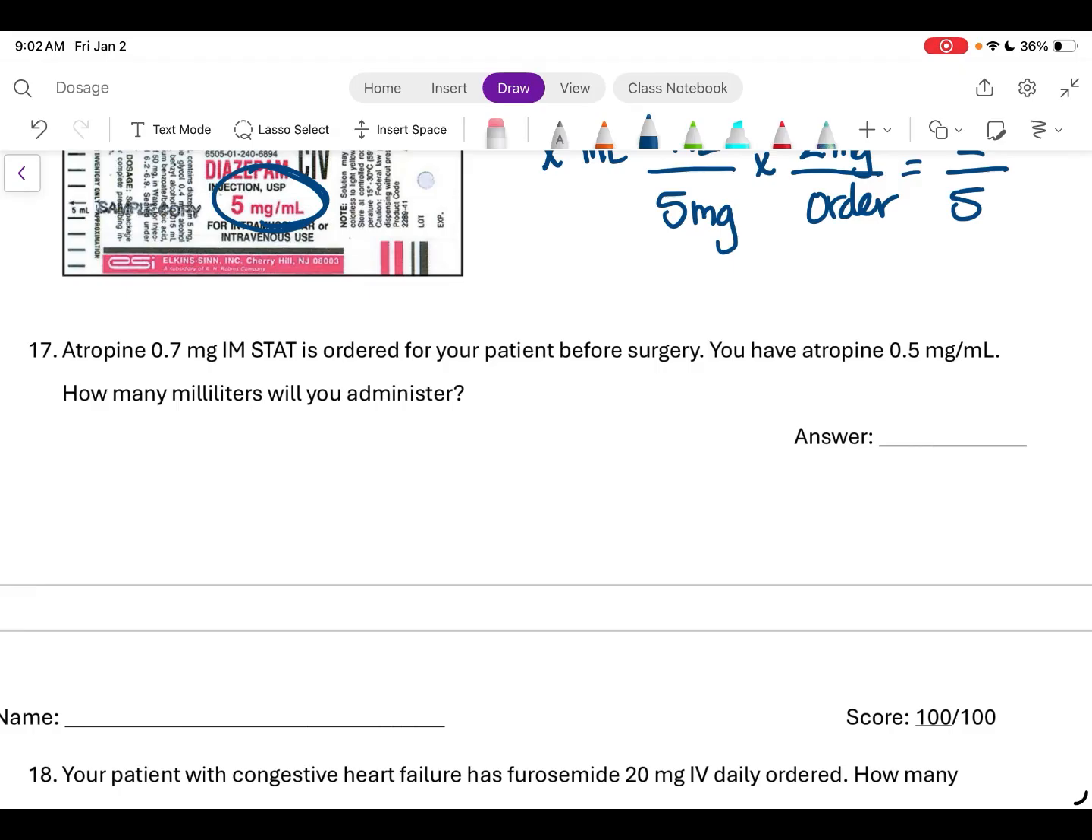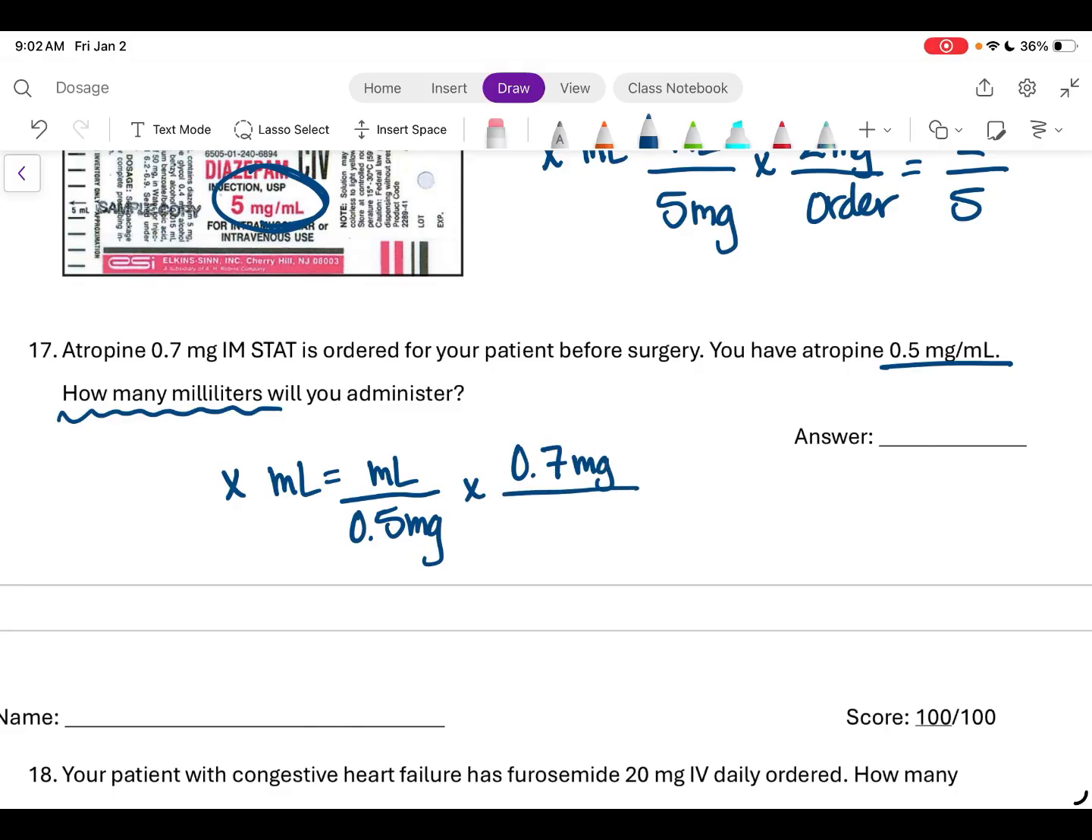Atropine 0.7 milligrams is ordered. You have it available as 0.5 milligrams for every milliliter. How many milliliters? X mL. Your concentration's right there. Just write it upside down. Your order. So 0.7 divided by 0.5. And I get 1.4 as my answer.